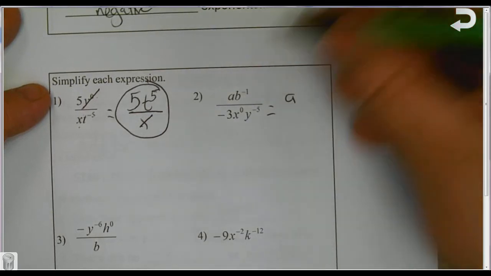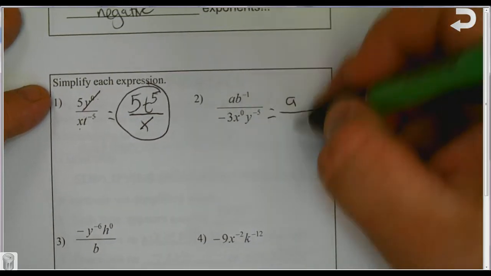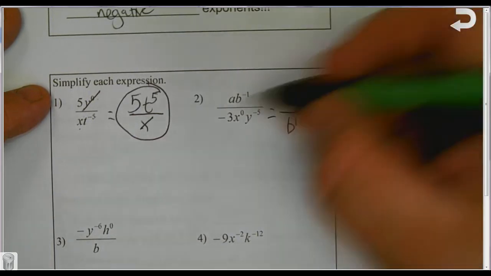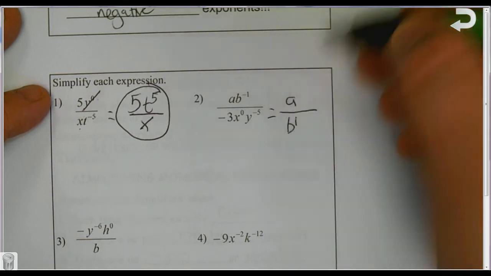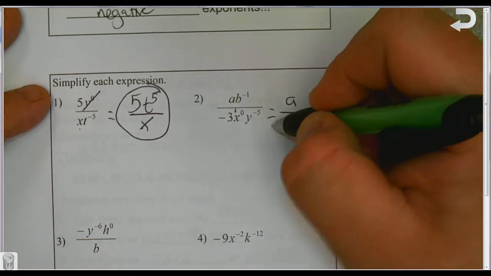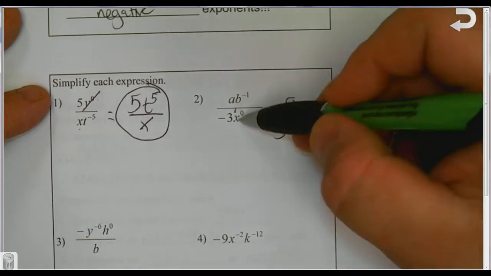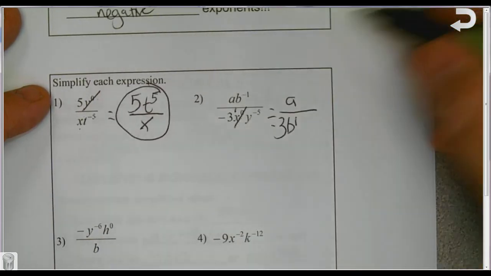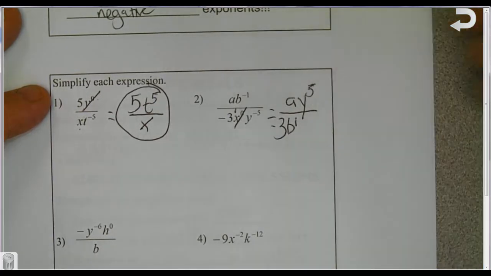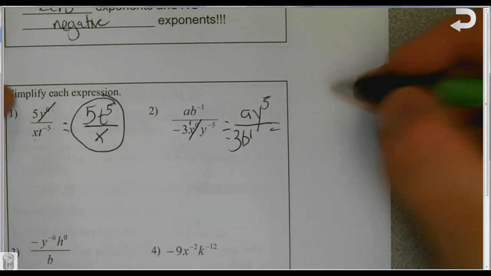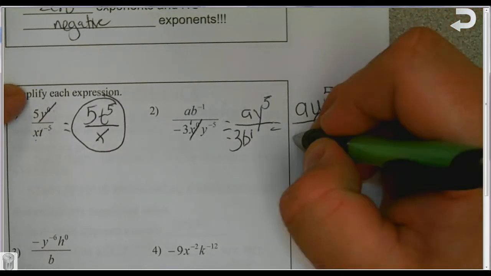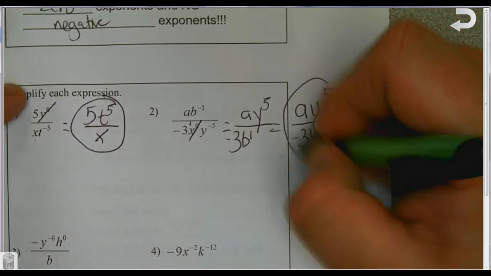A positive stays on the top. B to the negative first goes to the bottom, becomes positive. Negative 3 to the first power. Well, even though that's negative 3, its power is still 1, so it stays on the bottom. X to the 0 eliminates, and then y to the negative fifth changes to the top and becomes positive. So let's rewrite this. A y to the fifth divided by negative 3b.